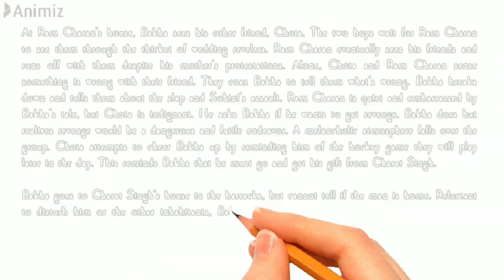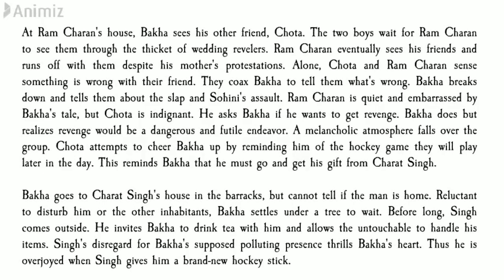Now at Ramcharan's house, we see a very interesting thing here. Baka has another friend as well named Chota, as I've mentioned in the beginning in the character list. Now these two friends of Baka, Ramcharan and Chota, who happen to be of a little bit higher societal status than Baka, are very good friends of Baka. And when they saw Baka in a very sad state, they inquired about it and eventually found out that Baka had a horrible day.